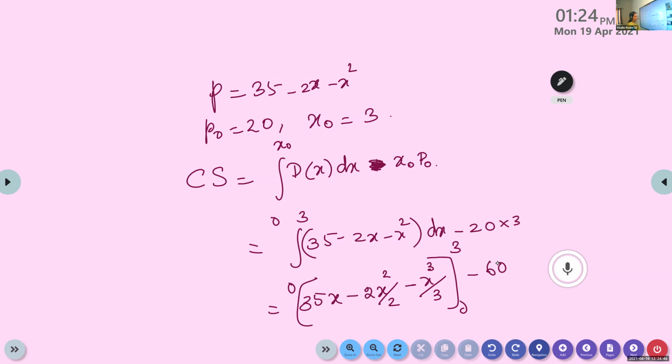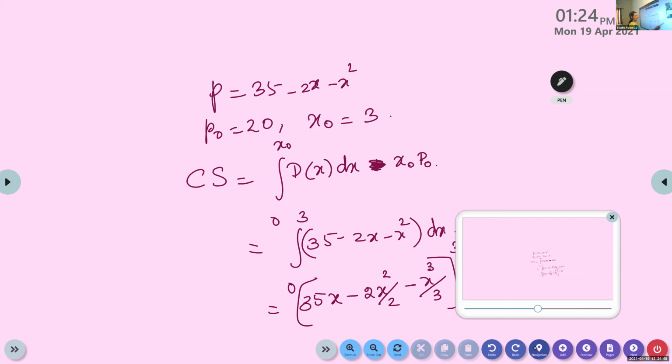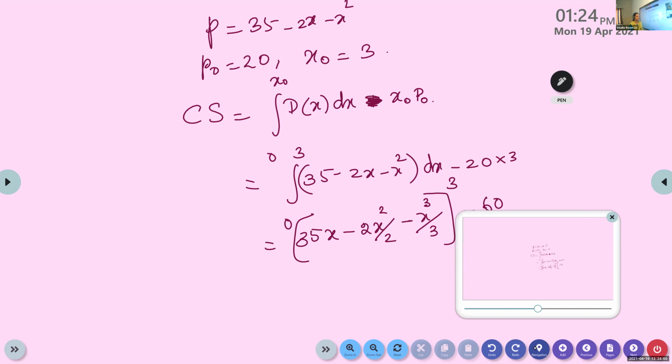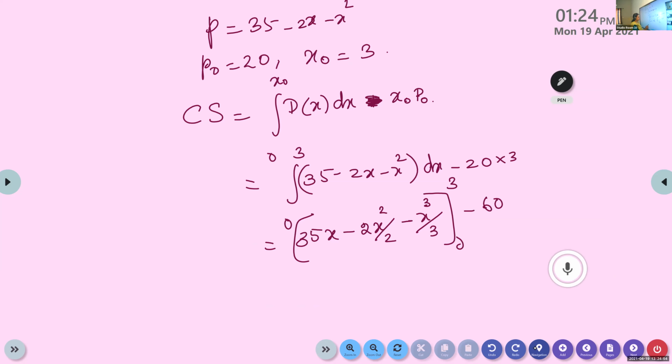Now apply the limit, upper limit minus lower limit. After integrating, apply the limits. So when you apply the limit, we will get 35 into 3. Here 2 will get cancelled. Minus 3 square, minus 3 cube by 3, minus 60. After simplifying, tell me what is the answer?